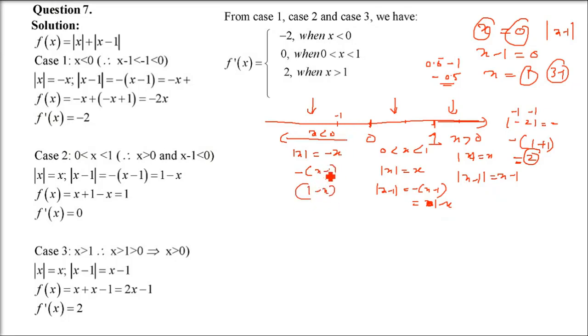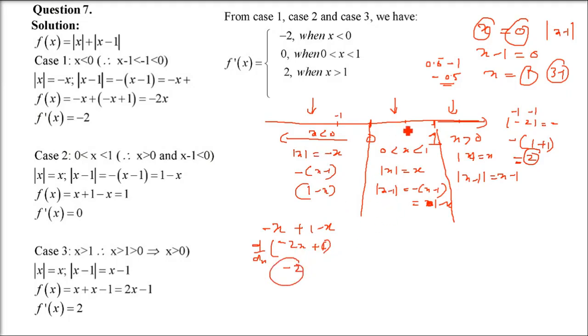Okay, so now these are three partitions. Now we'll put the values in mod x plus mod x minus 1 depending upon the scenario. Three ranges I am taking. When x is less than 0, it will be minus x, and mod x minus 1 is again negative, so 1 minus x. So what do you get here? Minus 2x plus 1. When we take the differentiation, only minus 2 will come, because dy/dx of x is 1 and 1 is of course 0.